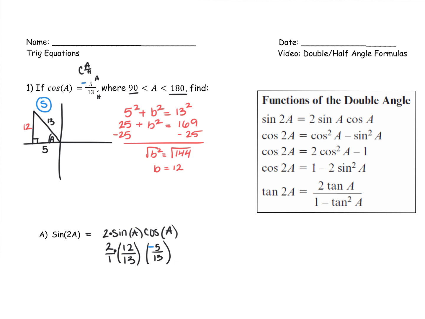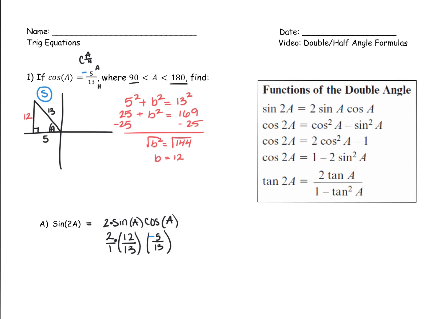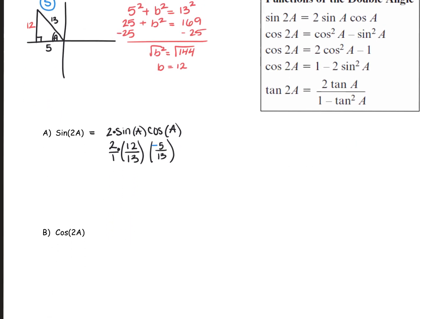So now if I want to find the exact value of this, I could do it by hand or I can just type it into the calculator. So why don't you actually do that? Take a minute, pause the video, type this in, and then hit resume when you're ready for the answer. Okay, so I got negative 120 over 169. And that's it. That's its exact value.